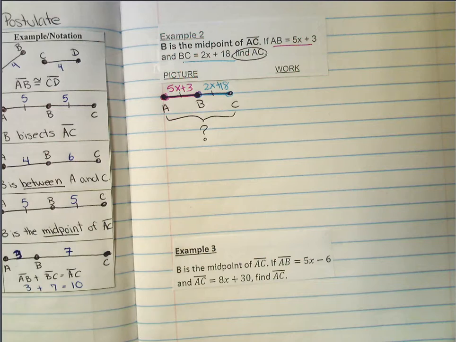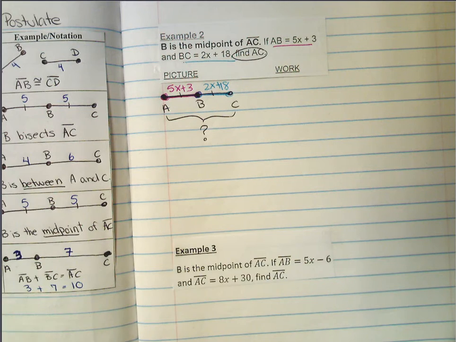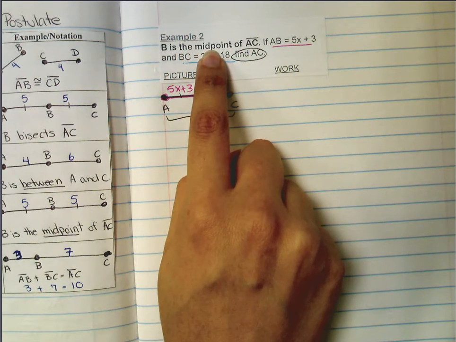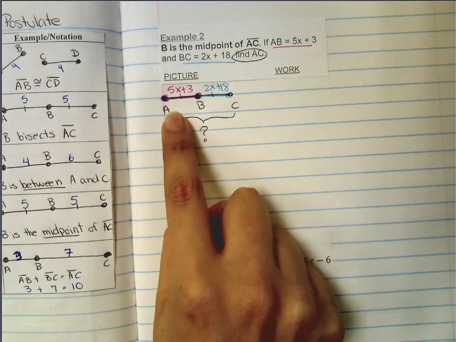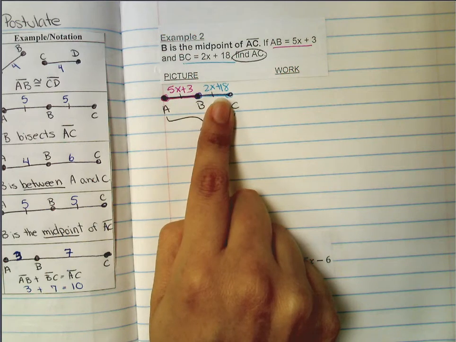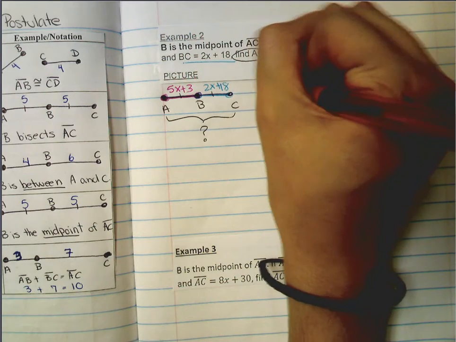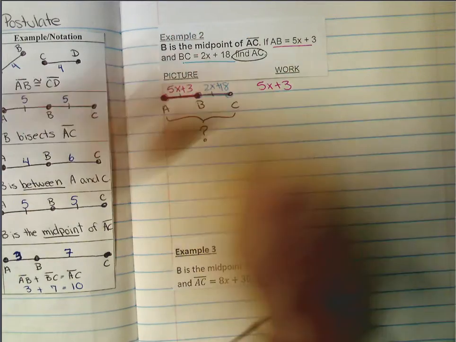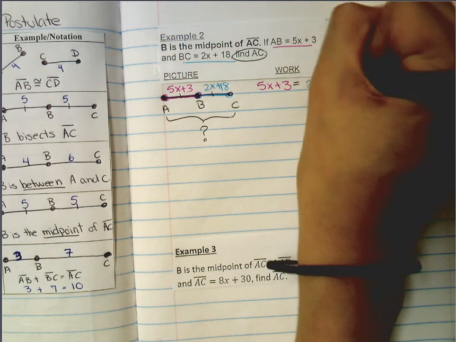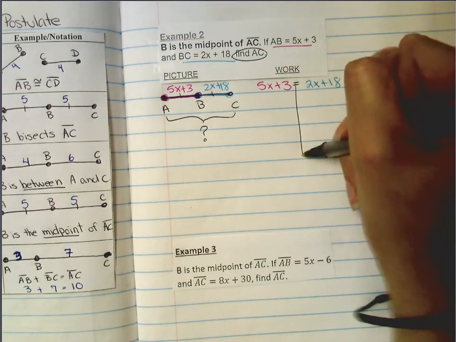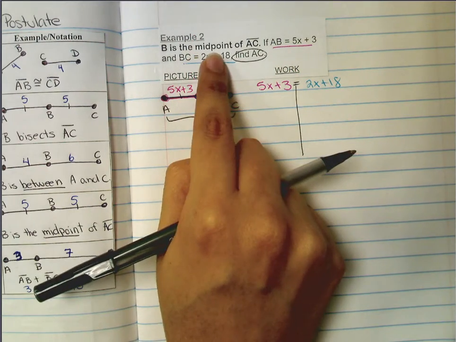So for this one, you cannot add them together because they don't give you the last expression. But you do know that they are equal because it says midpoint. Those marks that we put right there, they're indicating that they are equal. So I can just put those two expressions equal to each other, and that's going to help me solve for x. So I have 5x plus 3 equals 2x plus 18. Because it says midpoint, I can assume that they're equal. If it says between, you cannot do that.